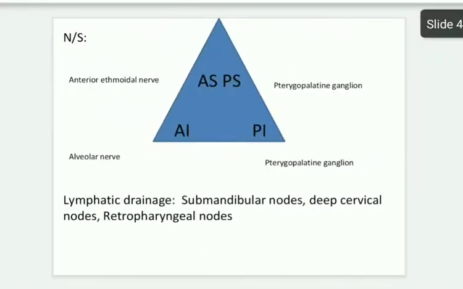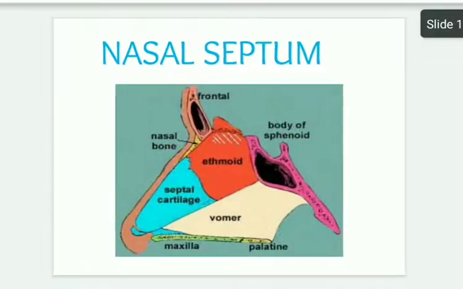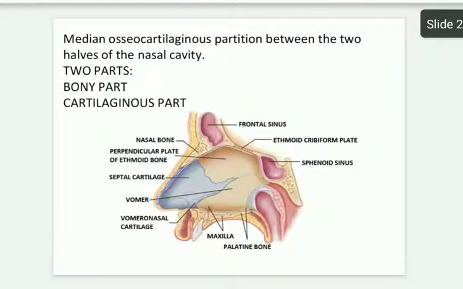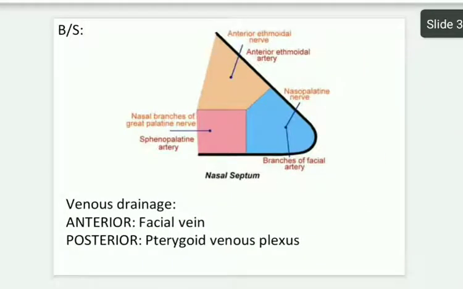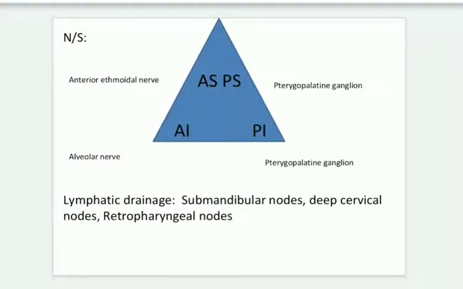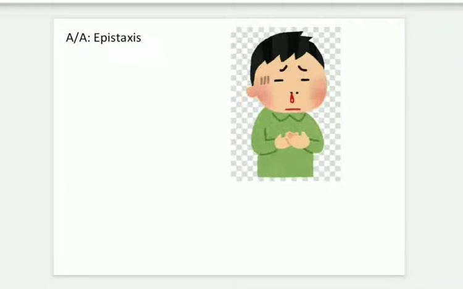Understood? Once again, it's the nasal septum with a small diagram, and your two parts, bony part and cartilaginous part. And what are the parts under those bony and cartilaginous parts? Your blood supply, venous drainage, nerve supply, lymphatic drainage, and epistaxis, that is your applied aspects.